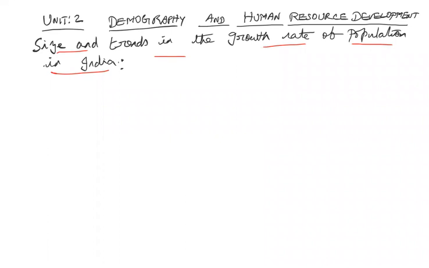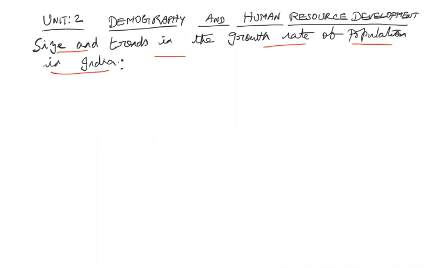In today's class, we'll check out the trends, as well as the size and growth rate of population in India. In the previous class, I explained the theory of demographic transition, that is, how the birth and death rates change and how it reflects on the size of population in a particular country. I mentioned that there are three stages in the theory of demographic transition. I also mentioned from which year to which year India was in the first stage, and which year India entered into the second stage.